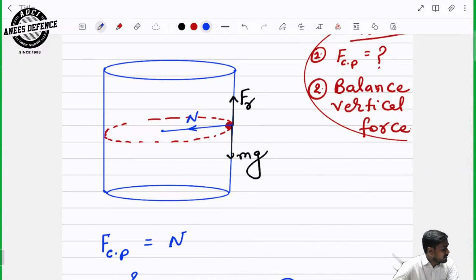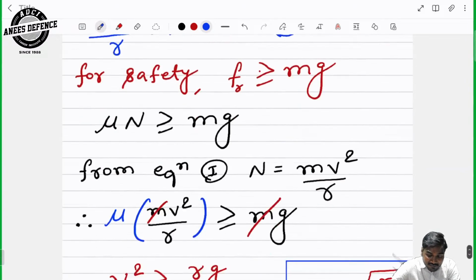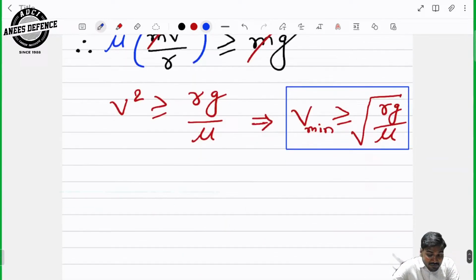Another one. What is the meaning of V minimum? It is the velocity needed to complete the circle. Means that the person must have minimum velocity root r g upon mu, so that the person can perform the stunt safely. Otherwise, that person can't perform the stunt safely. Yes or no? Yes, sir.